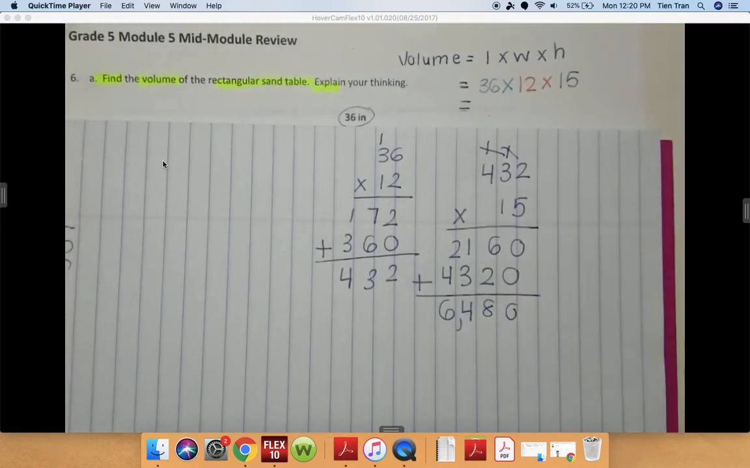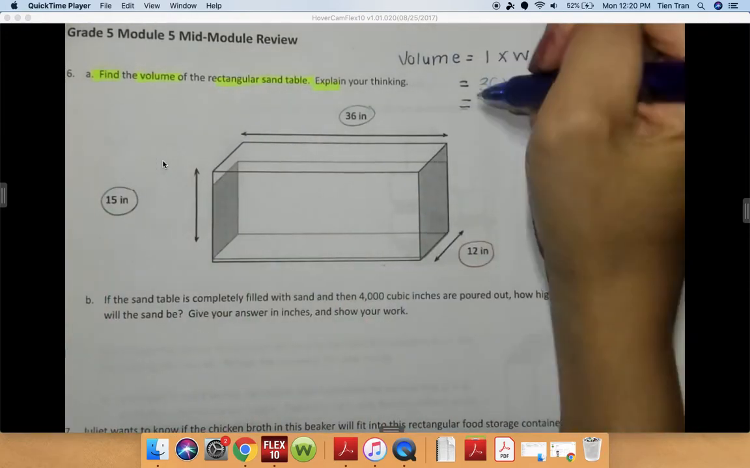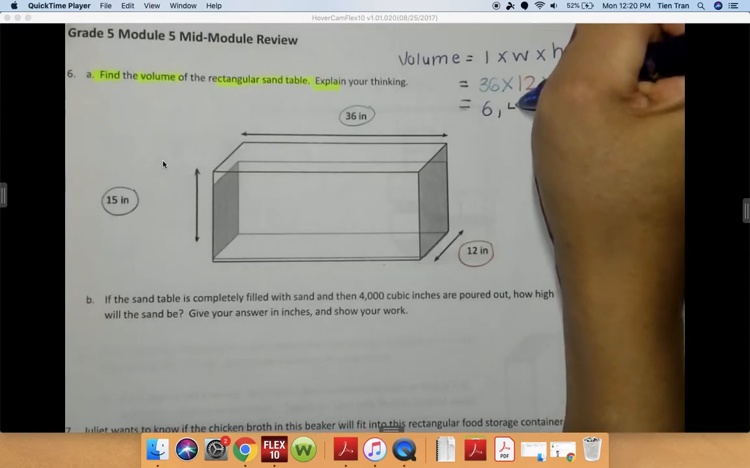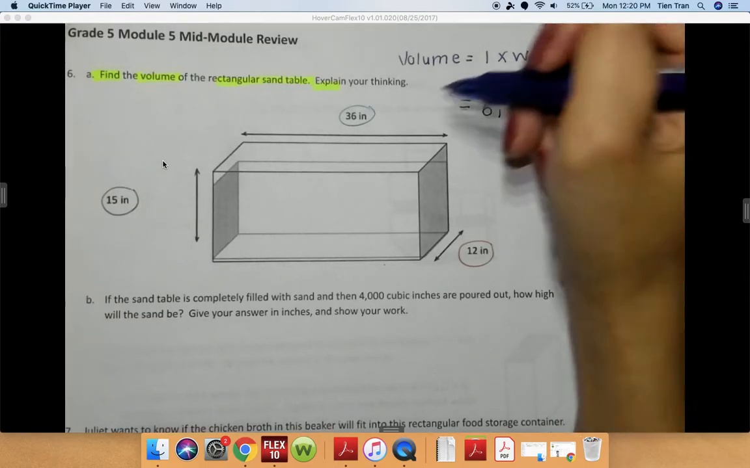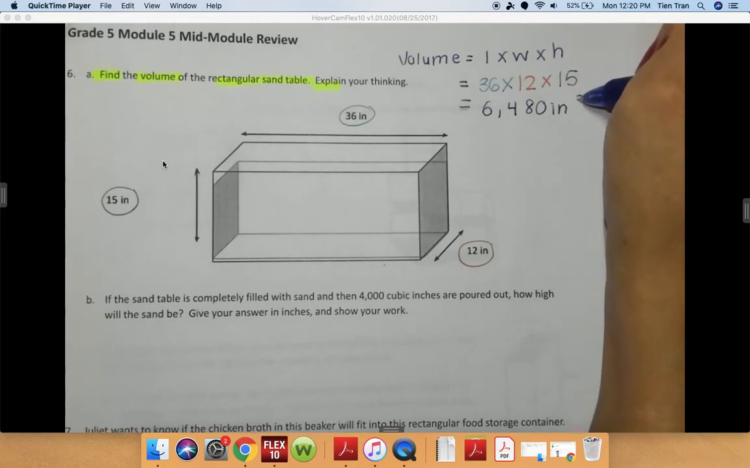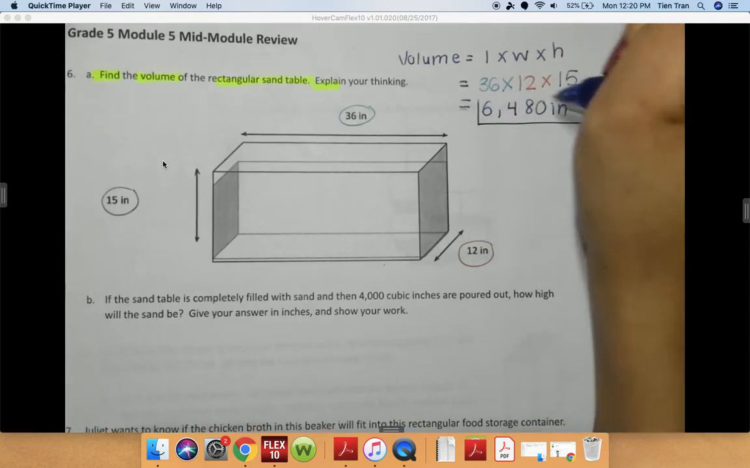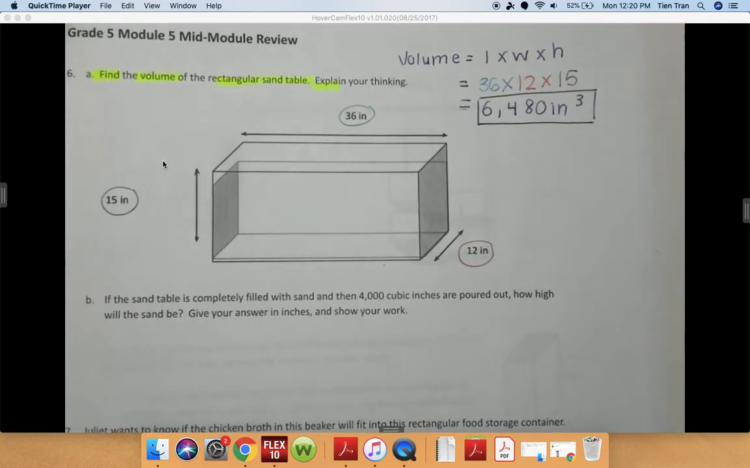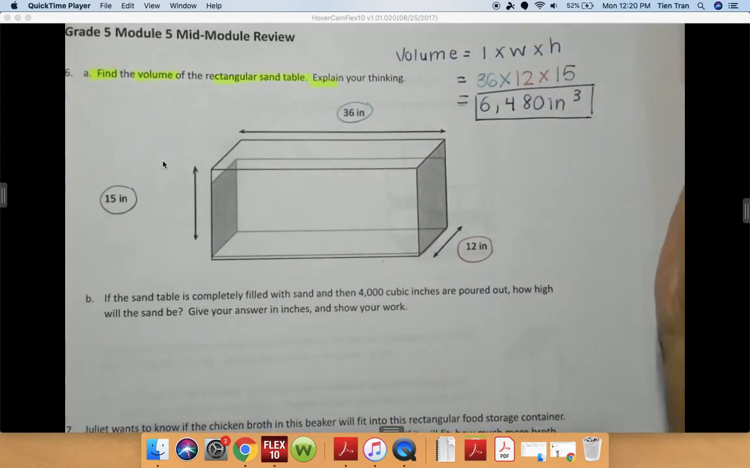Okay, so my final answer is 6,480. I'm going to write that down right here, 6,480. And that is going to be in inches cubed. How do I know it's inches? It says inches right here. So that is going to be my final answer. Now, I'm going to move on to problem. Oh, it says explain your thinking. I almost forgot. Silly me.